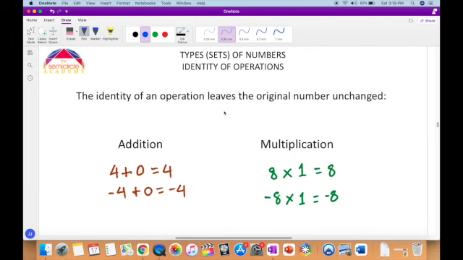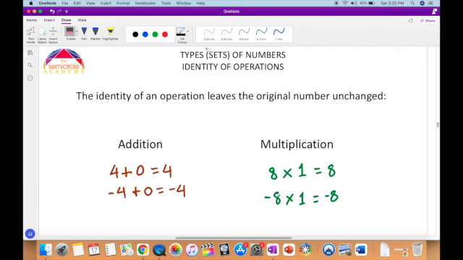Right, so we're talking about here identity of operations, and this is interesting. Remember, operations are addition, subtraction, multiplication, division. Right, so the operations are addition, subtraction, multiplication, and division. And remember, we was talking about how addition and subtraction is kind of the same thing, and multiplication and division is kind of the same thing. So it really just has two operations, right? But then multiplication is repeated addition anyway, so it just really only has one, right? So we was talking about that.